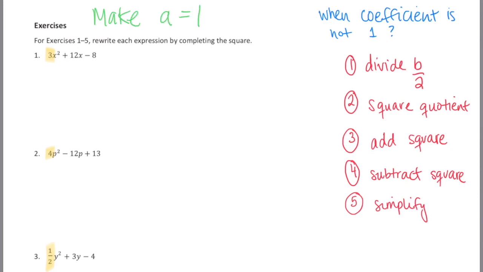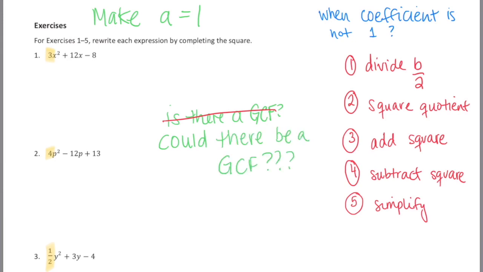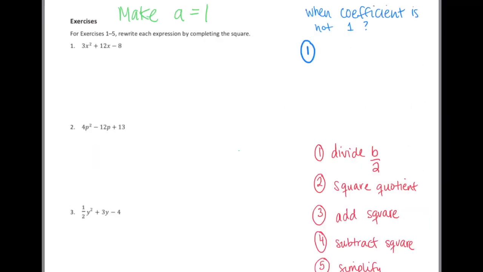But the most important thing here is you have to make your leading coefficient a 1. And what I mean by that is you have to make the number that is next to the squared variable a 1. Is there a GCF? If not, could there be a GCF? I think that is the big question when we look at this. So what we want to do is just look at the first 2 terms, and by that I mean A and B. Is there a GCF between those 2 coefficients?